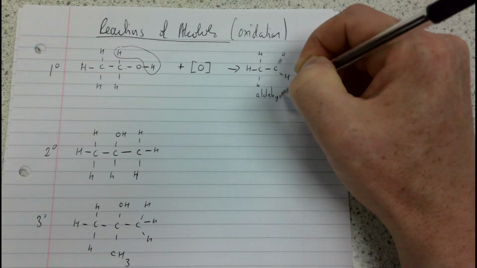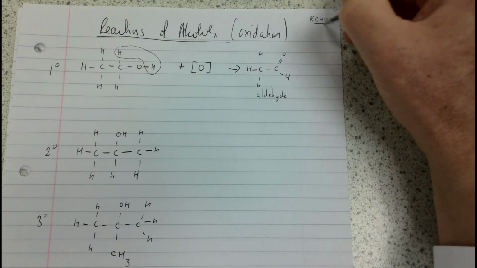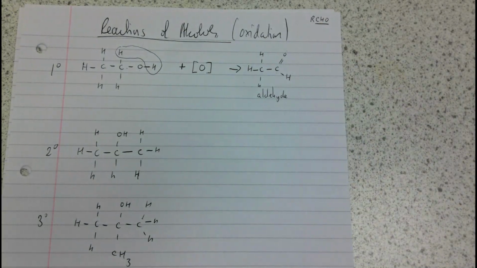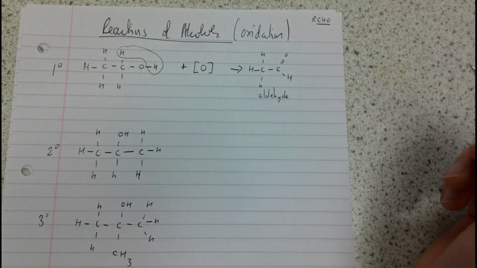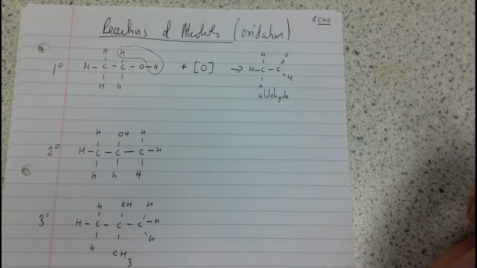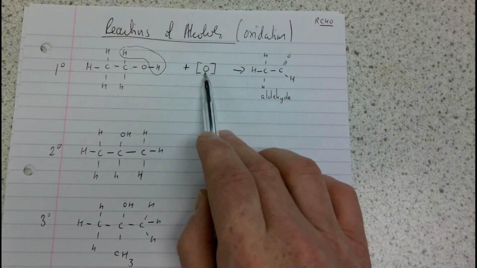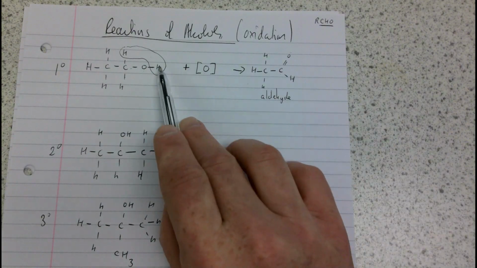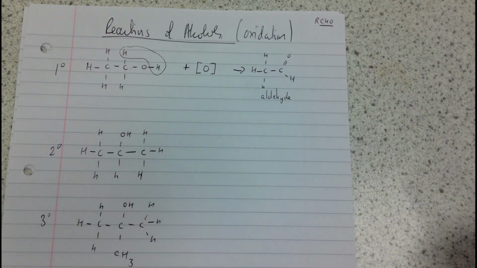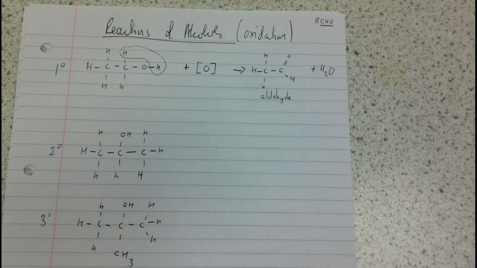A little reminder while I'm at it: aldehydes are RCHO when you write them out in the condensed form, R being the rest of the molecule. Worth remembering if you've forgotten it. There must be another product. This equation is not balanced, is it? So what must the other product be if this oxygen is being used to take away these two hydrogens? What do you reckon it is, Lauren? It's water, yeah, good. So you generate water as well.